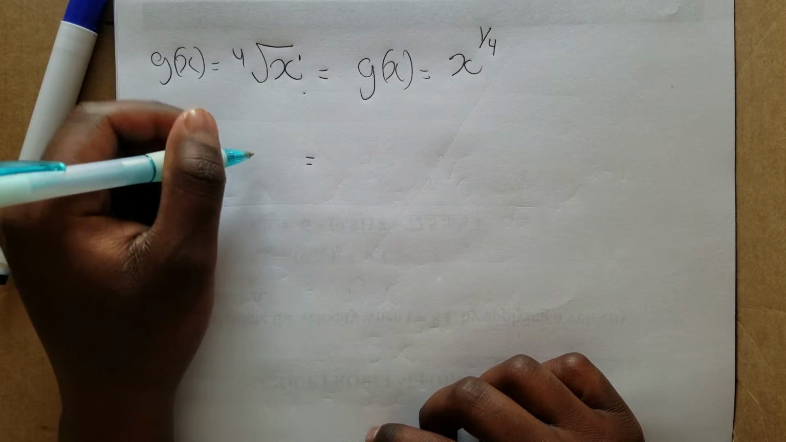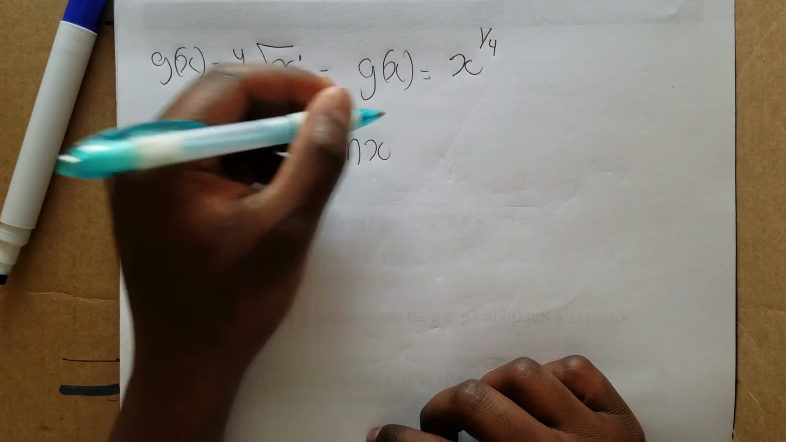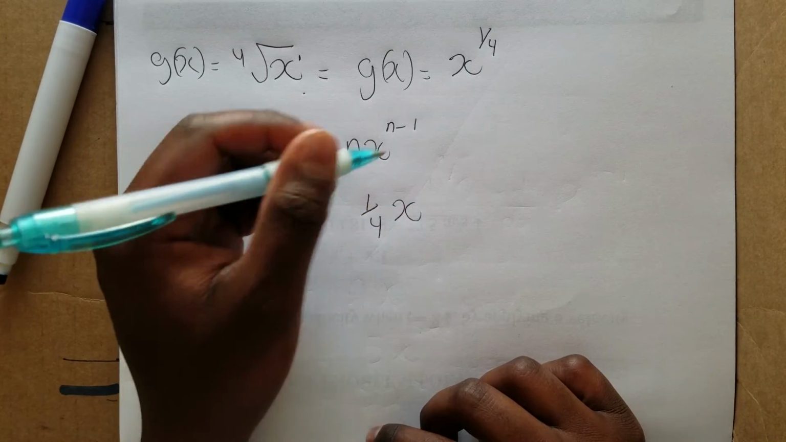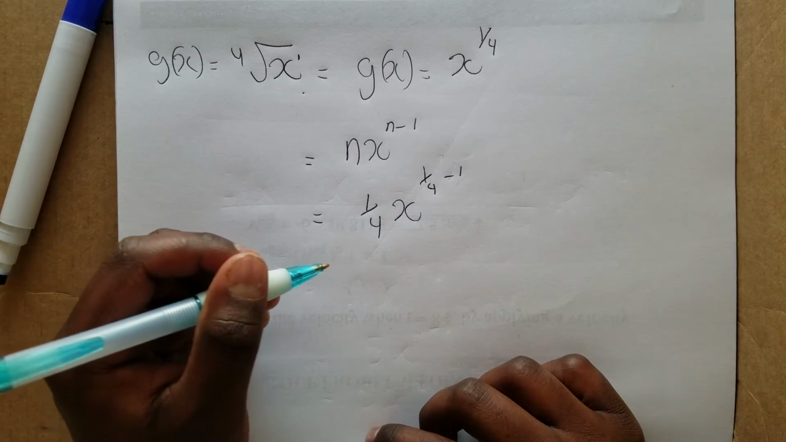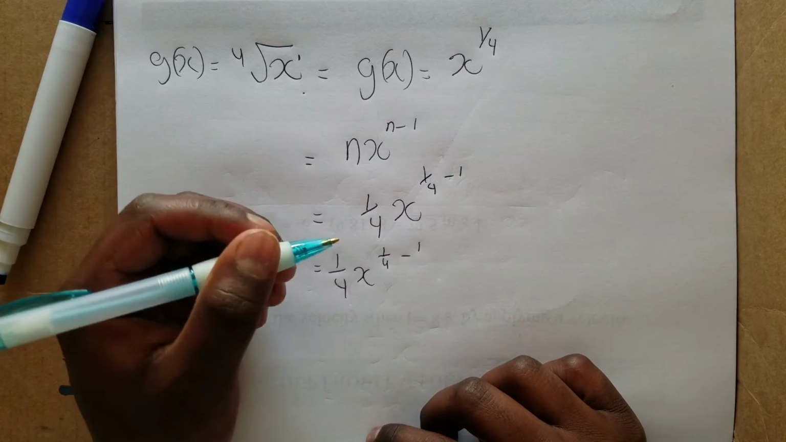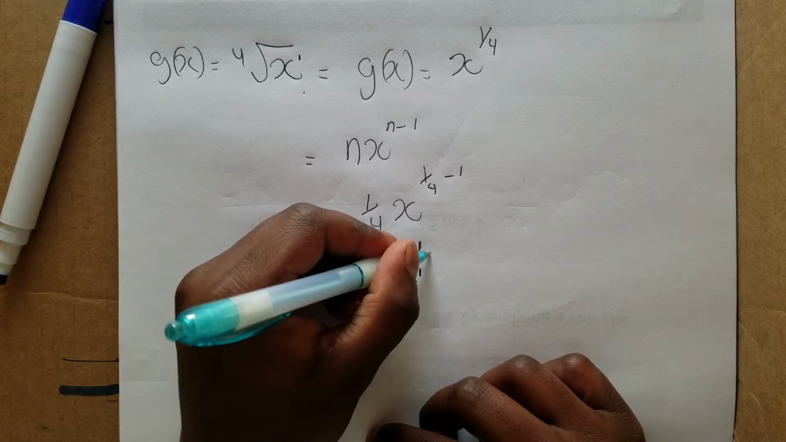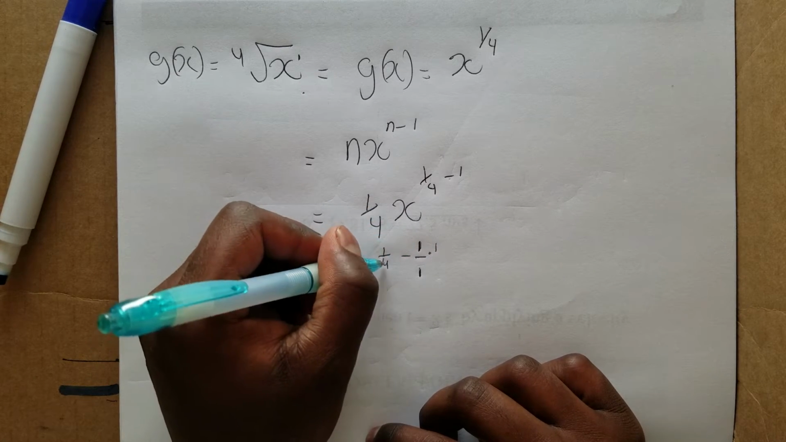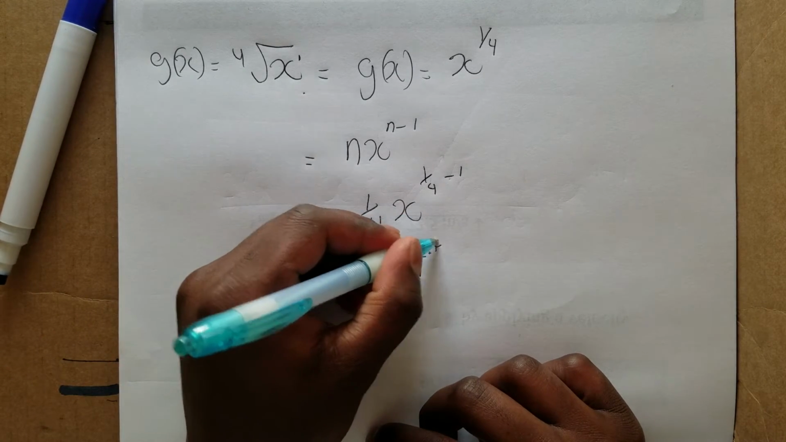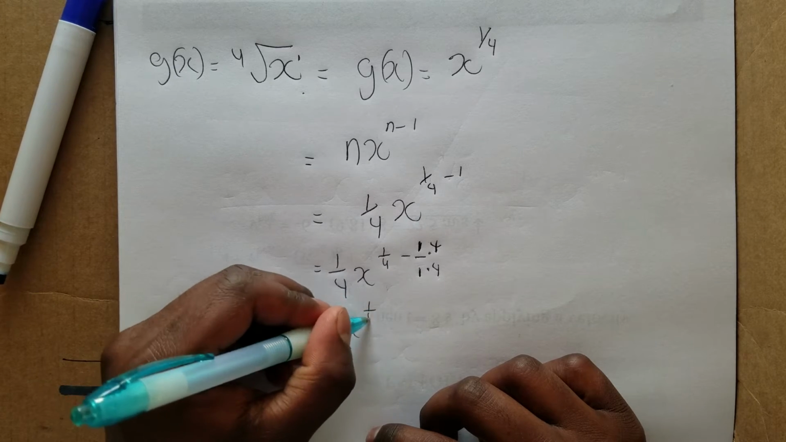So the principle is you take n times x to the n minus 1. You put 1/4 in front, x, and you take 1/4 and subtract 1 from it. So this becomes 1/4 x to the 1/4 minus 1. Well, if you have 1 on top, you can multiply the top by 4, so you must multiply the bottom by 4. So you get 1 over 4 minus 4 over 4.